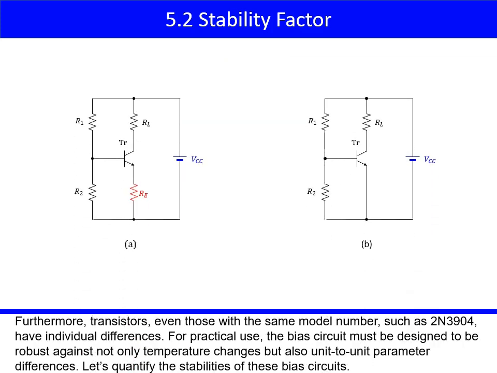Furthermore, transistors, even those with the same model number, such as 2N3904, have individual differences. For practical use, the bias circuit must be designed to be robust against not only temperature changes, but also unit-to-unit parameter differences. Let's quantify the stabilities of these bias circuits.